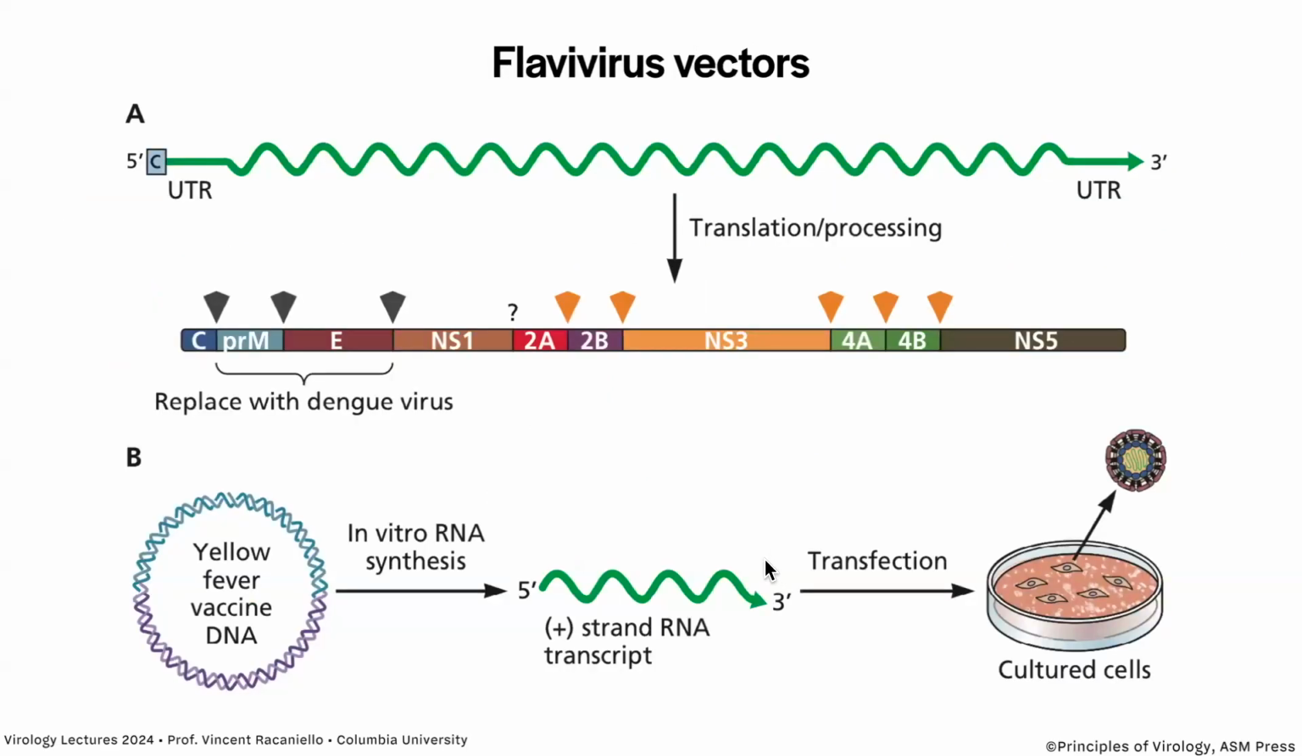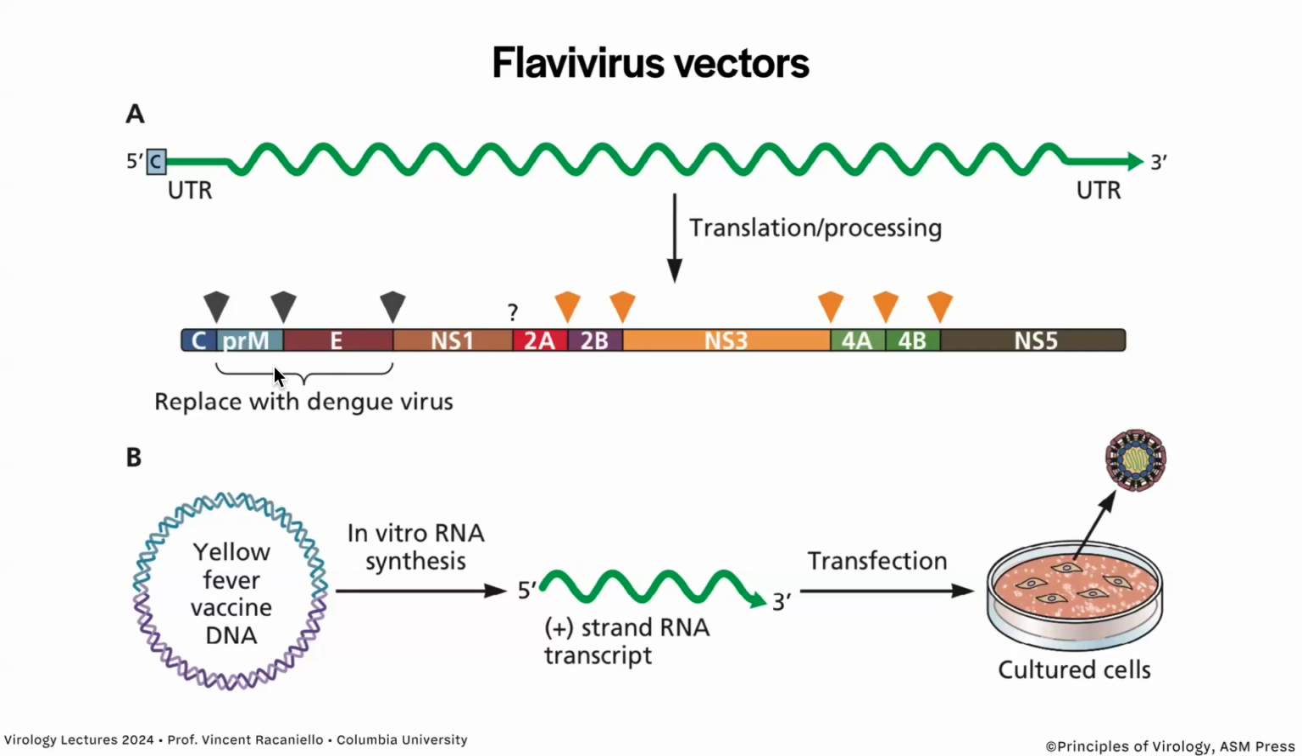Flaviviruses can be used as vectors. These are plus-stranded RNA viruses like dengue and West Nile. And so this is actually the genome of yellow fever vaccine virus. This is a vaccine virus that's been put in over 500 million people. It's safe. And so we modify it to carry other flaviviral antigens.